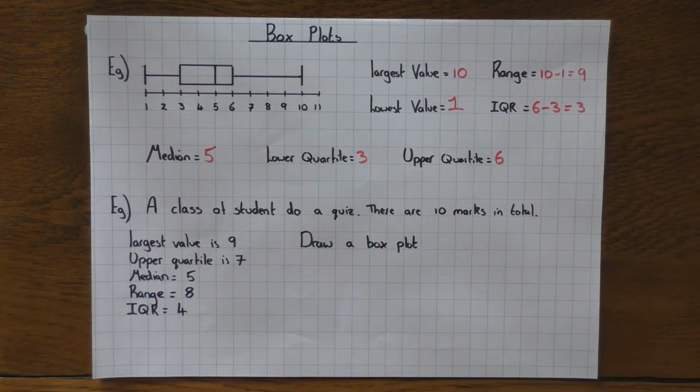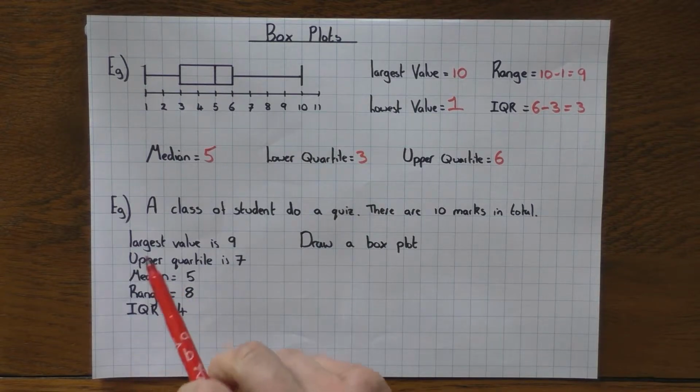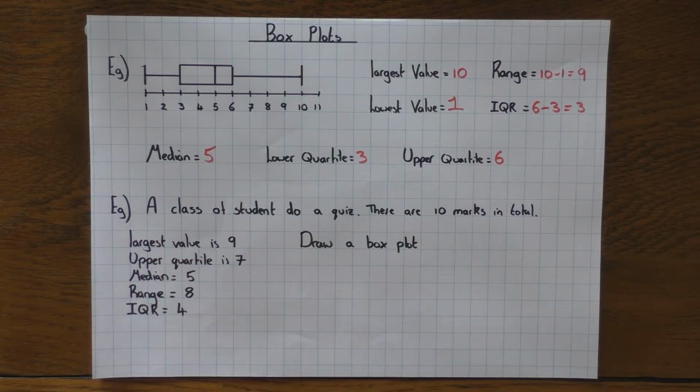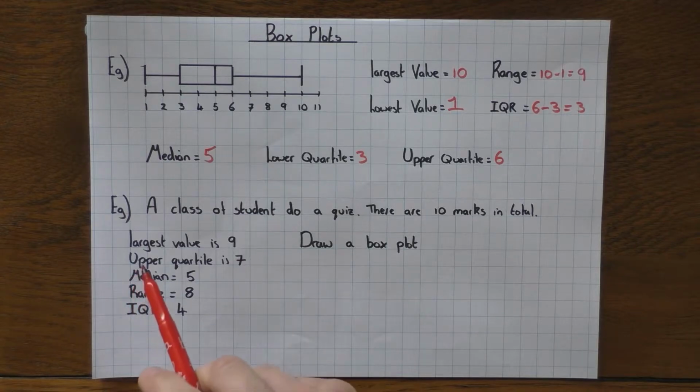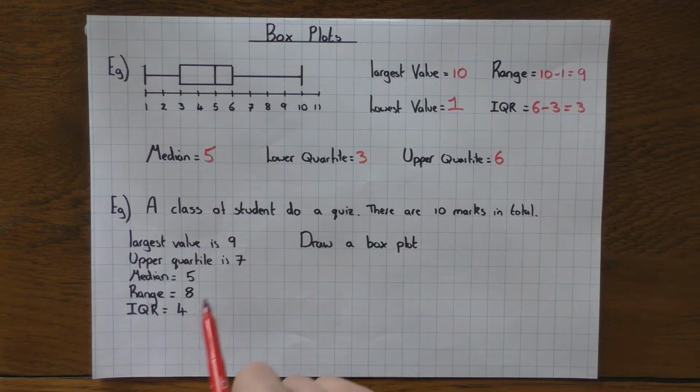As I say, if you've watched the cumulative frequency video, you'll see me do it using that as well. So what does a typical question look like? It could look something like this. A class of students do a quiz. There are 10 marks in total. We're told the largest value is 9, the upper quartile is 7, the median is 5, the range is 8, and the interquartile range is 4. So we're told some bits of information, and the question wants us to draw a box plot.